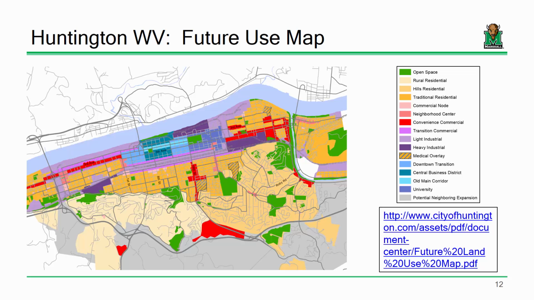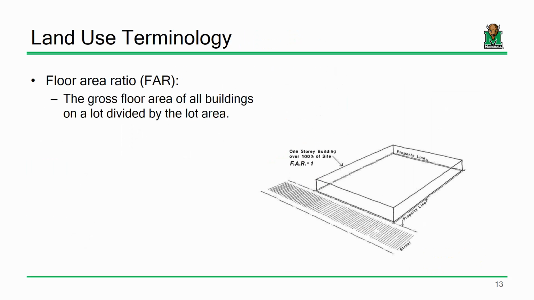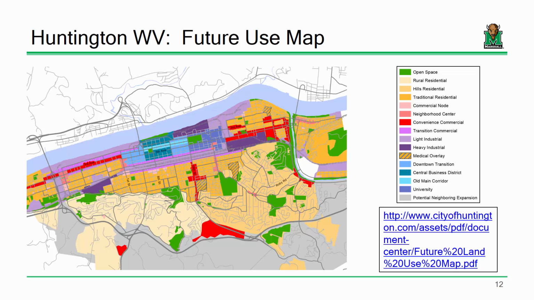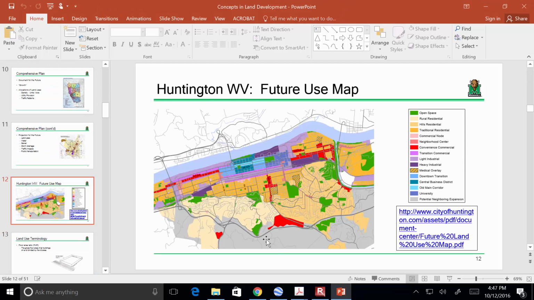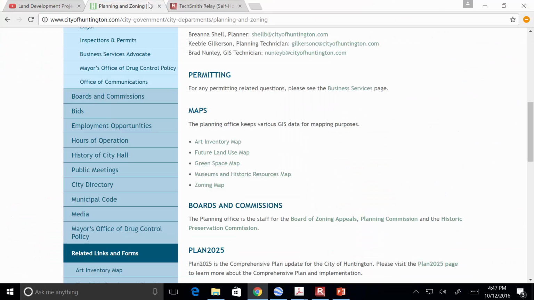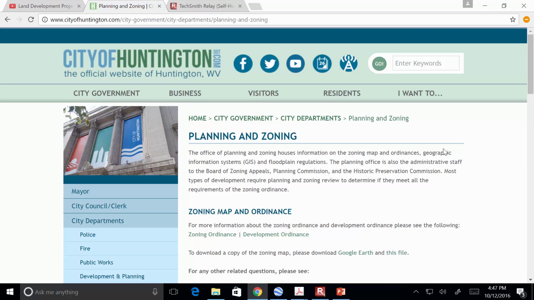Now, if you go to the City of Huntington's website, you'll find a whole host of resources that I'm actually going to pull up here in a second. Actually, let me go ahead and start pulling some of this stuff up now. So I'm here on the City of Huntington's website, and there'll be departments for police, fire, public works, and what have you. And there's also the planning and zoning department.